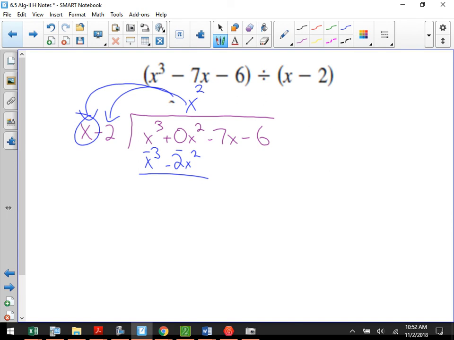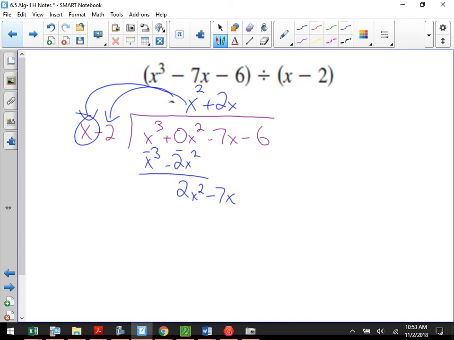0 minus a negative? To bring down the -7. And then I do it again. What do I multiply x by to turn it into a 2x squared? 2x, very good. And notice how that's going to be placed over the x value in our setup.